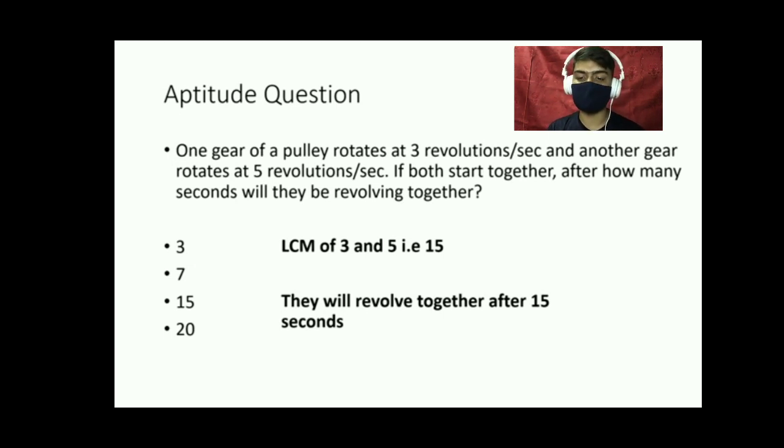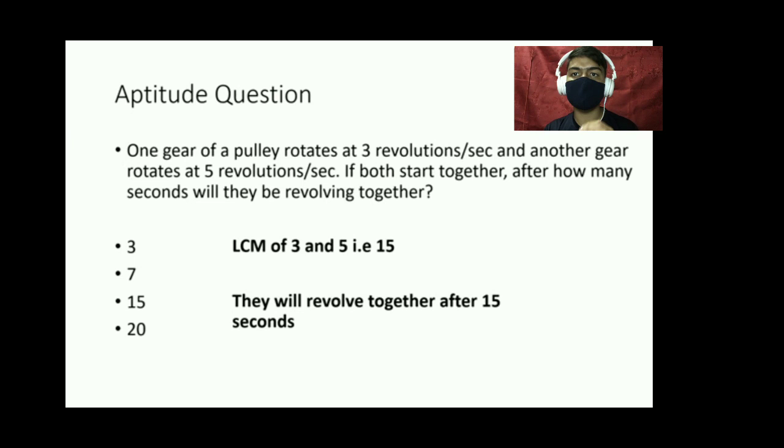Then the aptitude question: one gear of a pulley rotates 3 revolutions per second and another gear rotates at 5 revolutions per second. If both start together, after how many seconds will they be revolving together? For the solution we have to find the LCM of the given rotations. The LCM of 3 and 5 is 15. So they will revolve together after 15 seconds. For this type of question we have to first find the LCM.